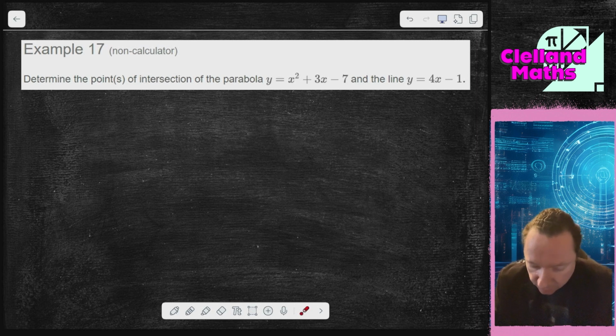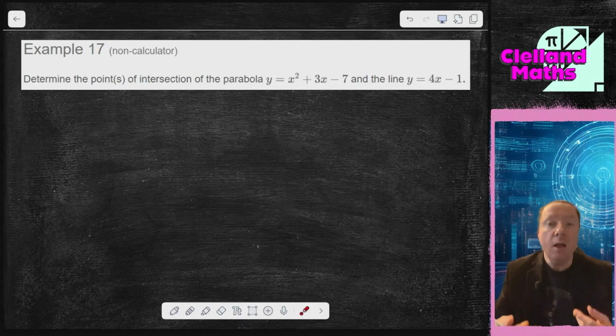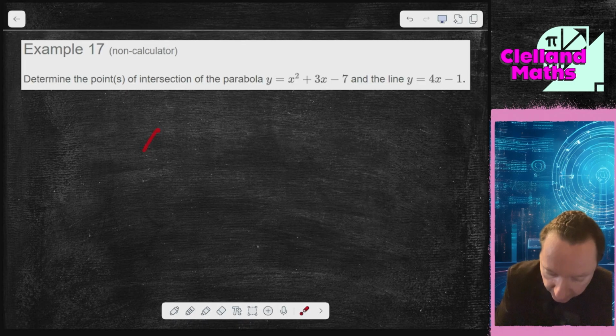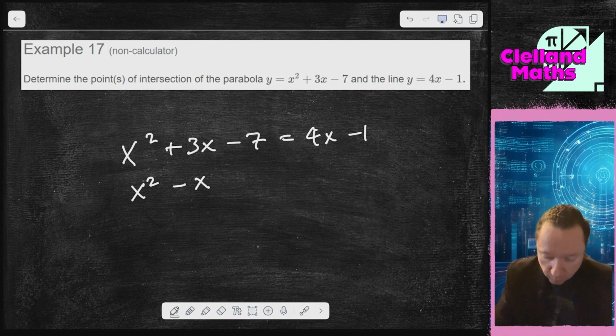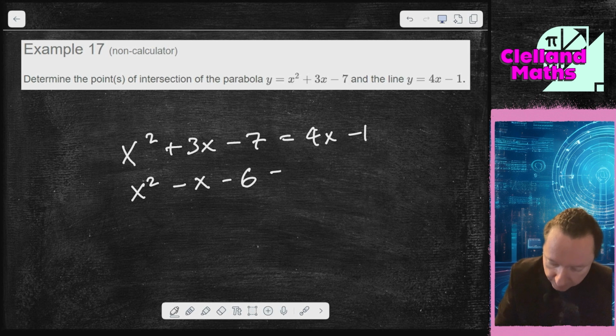Example 17. Determine the points of intersection of a parabola y equals x squared plus 3x minus 7 and the line y equals 4x minus 1. Point of intersection means simultaneous equations. So that's x squared plus 3x minus 7 equals 4x minus 1. x squared we can stay here. 4x comes over, so that's minus x. Minus 1 becomes plus 1, so that's minus 6.